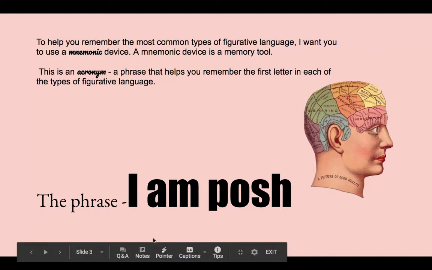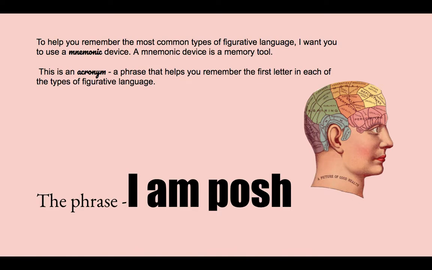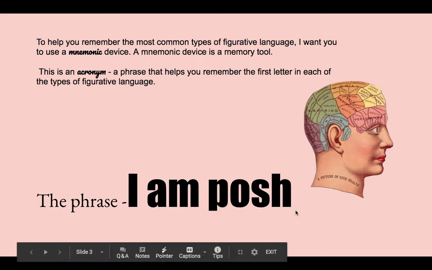To help you remember the figurative language, I'm going to give you what's called a mnemonic device. A mnemonic device is a memory tool. And this particular mnemonic device I'm going to use is an acronym. An acronym is a phrase that helps you remember the first letter in each of the types of figurative language. So I'm sure you've used mnemonic devices before and acronyms before in order to help you learn north, east, south, and west. You probably never eat soggy waffles. I know that that's one I learned when I was in elementary school.